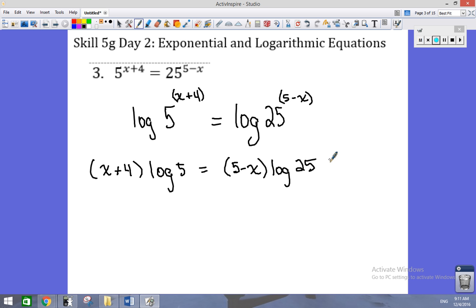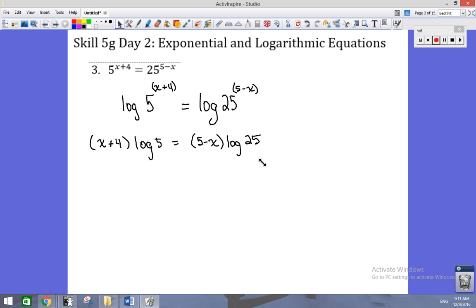Well, so I need to get the x by itself, and I have the variable on both sides of the equation. So I need to rewrite the left-hand side and right-hand side so I have the terms that have the variable on one side of the equation and the terms that do not have a variable on the other side. So this binomial is being multiplied by this number, the log of 5. I need to use the distributive property and multiply both numbers of the binomial by log of 5.